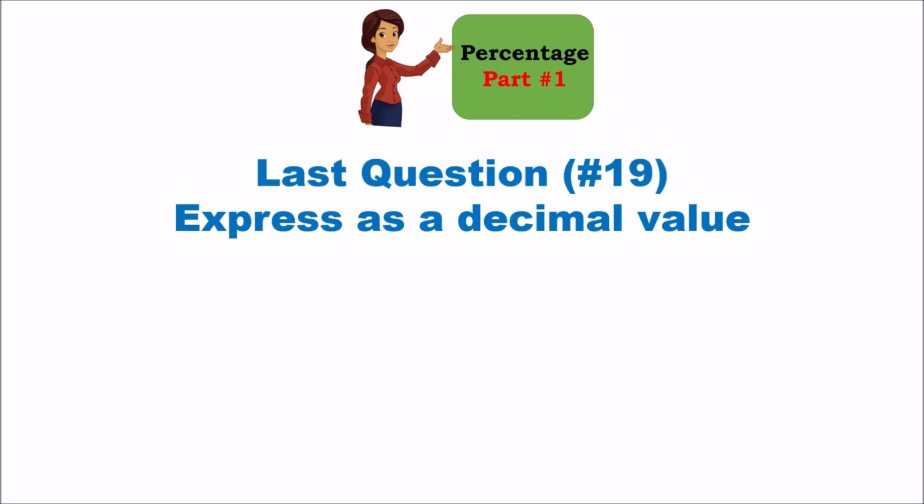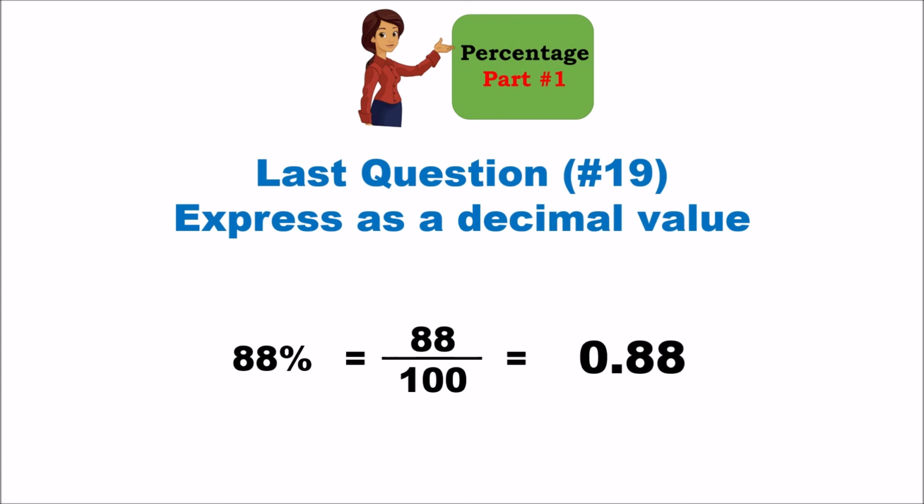So the last question, question number 19. Again, what we'll be doing is expressing 88% in terms of a fraction, also in terms of a decimal value. So 88% is 88 upon 100, which is 0.88. So we can say 88% in terms of percentage is 0.88 in terms of a decimal value.